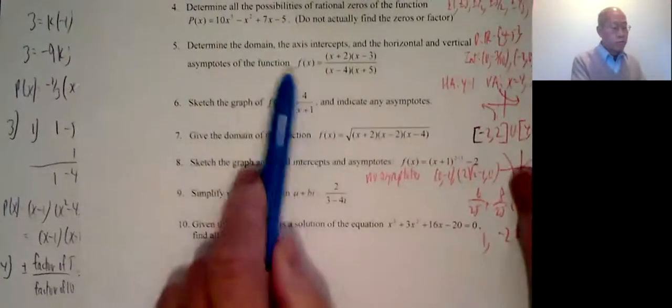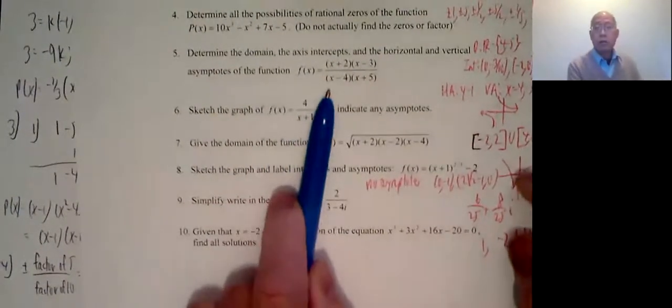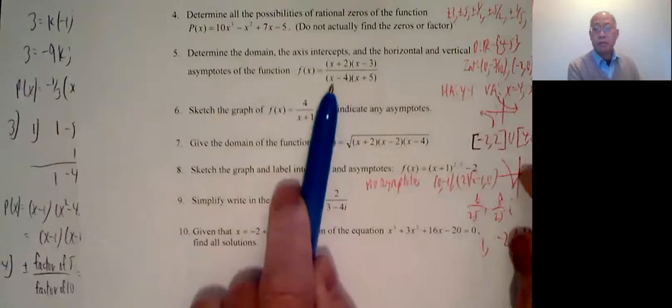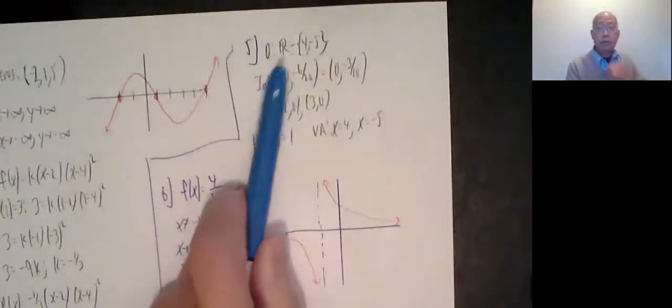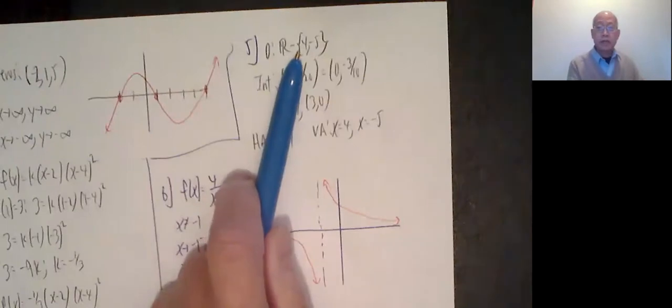Number 5, okay, domain: all real numbers except whatever makes the denominator 0, that would be 4 and negative 5. So the domain is all reals minus the set consisting of 4 and negative 5.